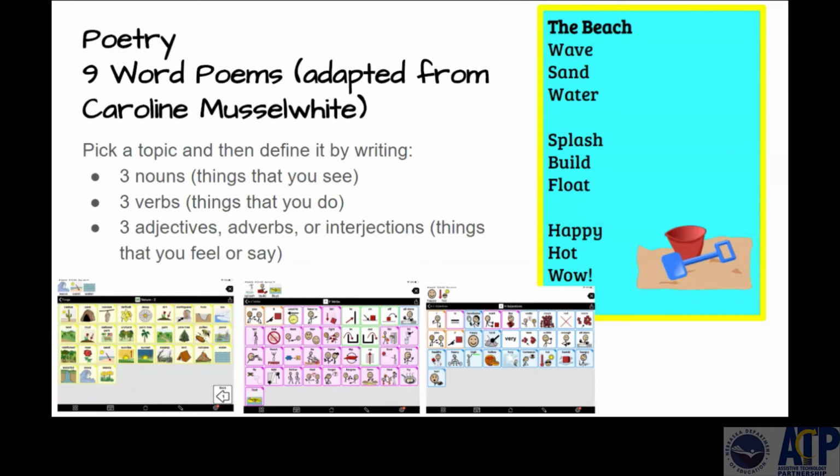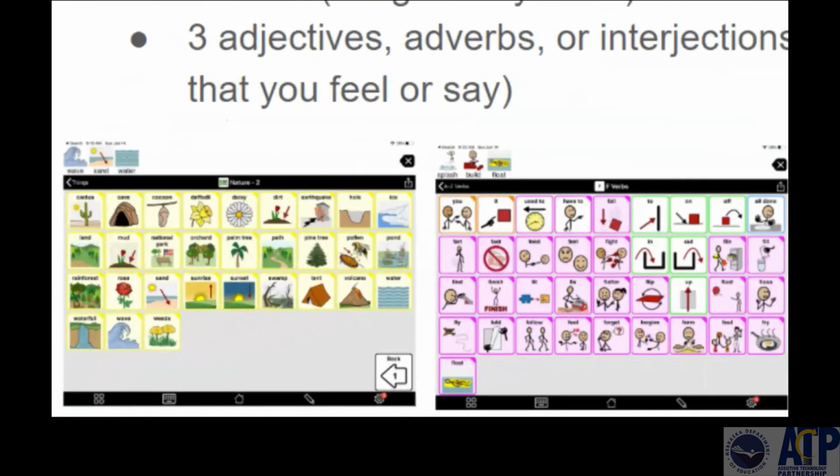You can see here how our students were able to write a poem about the beach. And students who are using augmentative communication were able to use their augmentative communication devices. We have Proloquo2Go here as an example, to contribute to the poem, where they are able to use wave, sand, and water, and describe their actions with splash, build, and float.